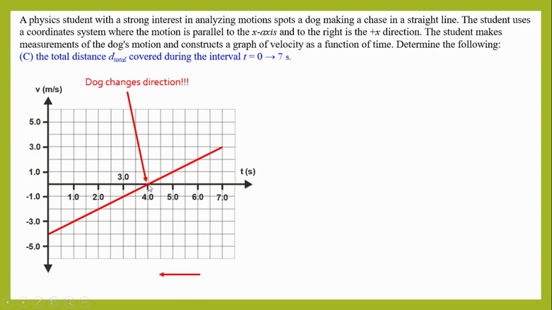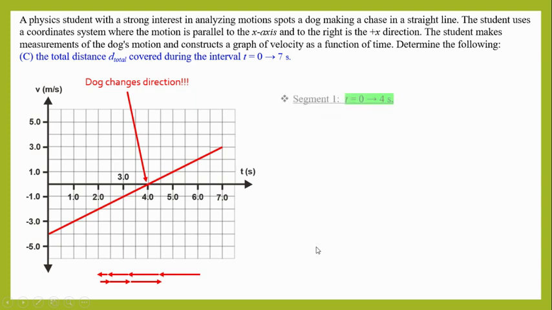So here's the visual. The dog is going to initially run leftward, and then it's going to slow down. The arrows keep getting smaller, and then it's going to come to a stop and change direction. It's going to come back in the opposite direction. This is important because first it moves leftward, and then it moves rightward. So to find the total distance, we have to find the total distance that it traveled leftward, and then add the distance that it traveled rightward.